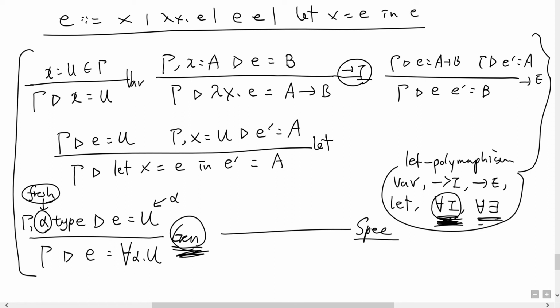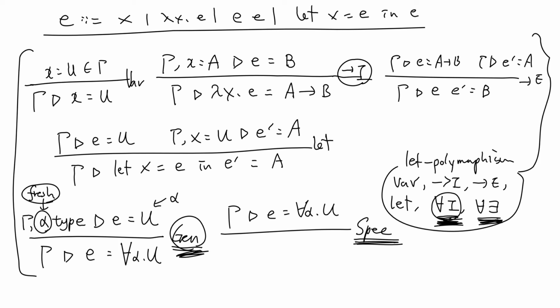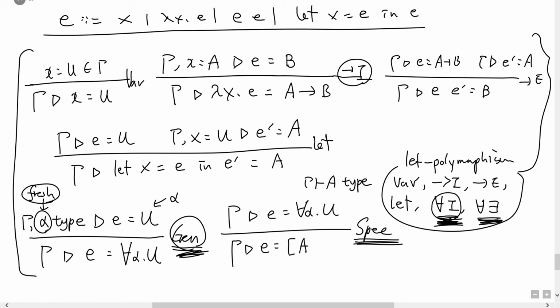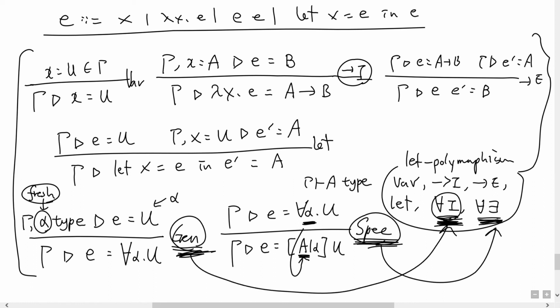And corresponding to the for-all elimination rule is the specialization rule. And the specialization rule is, suppose that you have an expression of polymorphic type. Expression E has this polymorphic type. Now, you'd like to specialize this type variable. So assuming that A is a valid monotype, this expression E can be assigned this type, A for alpha in U. So now you specialize this type variable alpha to monotype A. In this way, you specialize. So the specialization rule corresponds to the for-all elimination rule, and the generalization rule corresponds to the for-all introduction rule.